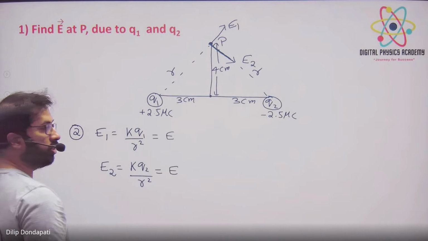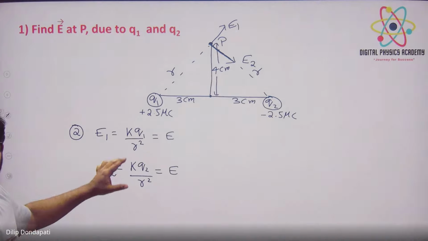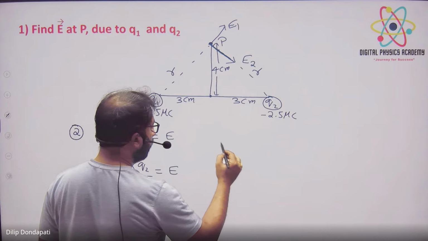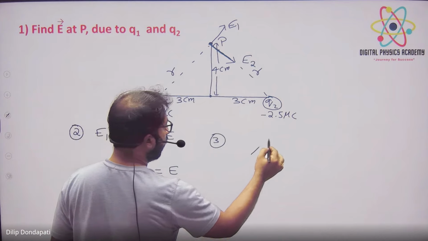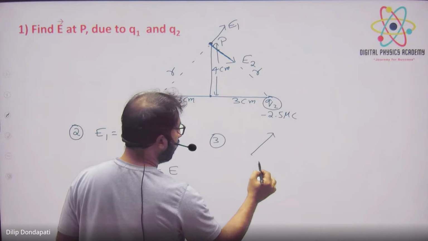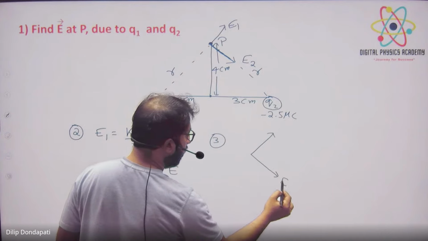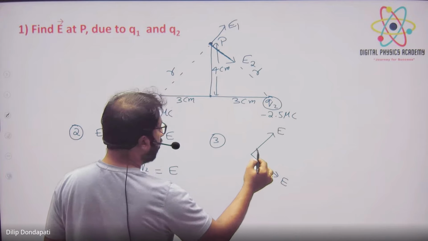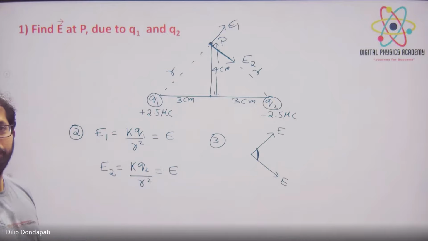We did the same thing in force also; we found the relationship between them. What to do in the third step? Again draw the diagram. This is E, and this is also E. But we don't know the angle. That is the problem. Anybody tell me the angle?